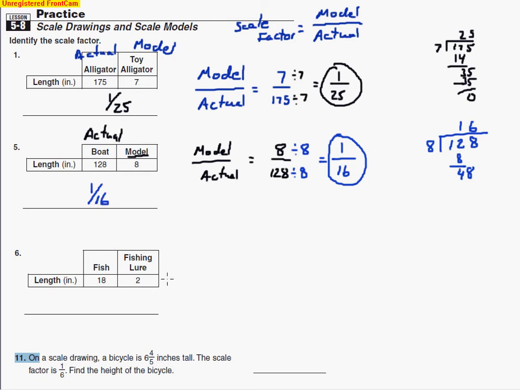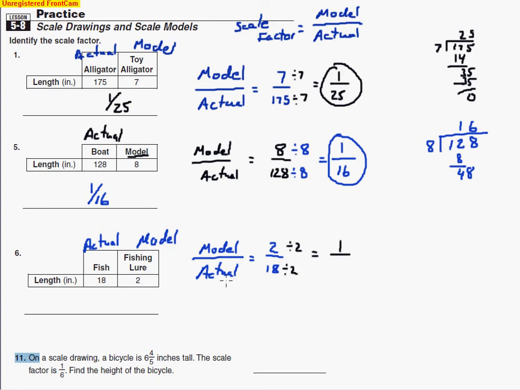Well, one more here. We've got to figure out which is the model and which is the actual. So the fish, well, that would actually be the actual. The lure is what the fish is going to try to eat. This is going to be the model. And then from there, it's only 2 inches. The fish is 18 inches. So we set up our ratio. And so we've got the model over the actual. And our model in this case is 2. Our actual is 18. And we just reduce that fraction. And so we take out that factor of 2 because we want to make the model 1.